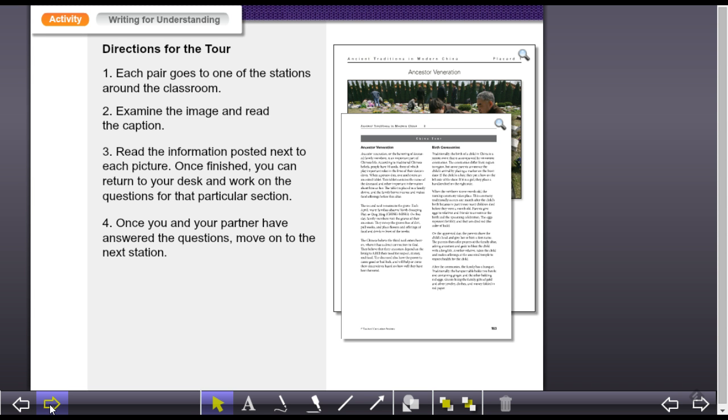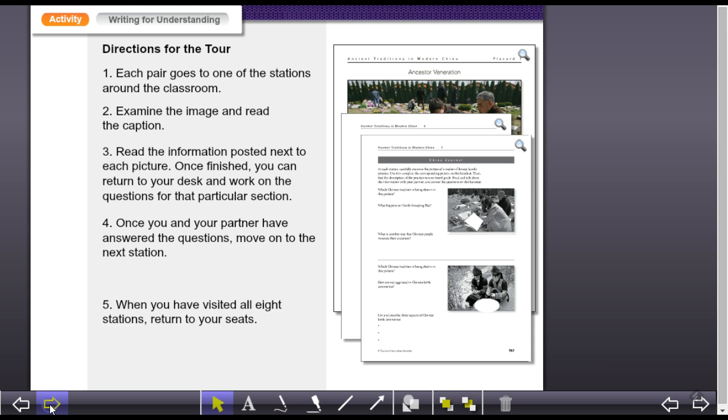Once you and your partner have answered the questions, you will then move on to the next station. There might be more than one pair at each station at a time. Please be courteous. When you have visited all 8 stations, then return to your seats. This might take up the entire class period. However, if it does not, then you need to work on some different homework quietly. You will not be playing games and you will not be talking to your neighbors or across the room. Also, make sure that in your Google Classroom you are answering these questions for each section.